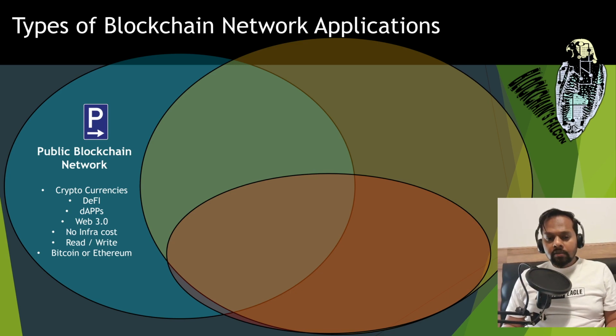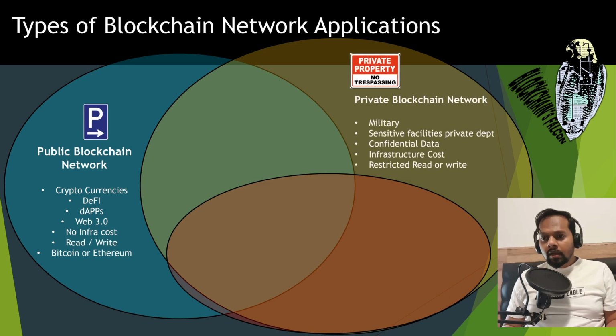So Bitcoin or Ethereum network are same public blockchain network applications. In the private blockchain network, you can imagine a military. Now military can have a few departments who can exchange data between each other, and they may be confidential facilities, private departments, they can exchange some sort of data. They want to make sure there is auditability and traceability available which cannot be tampered. If there are papers, of course papers can be tampered. If there is a database, it can be tampered, it can be hackable.